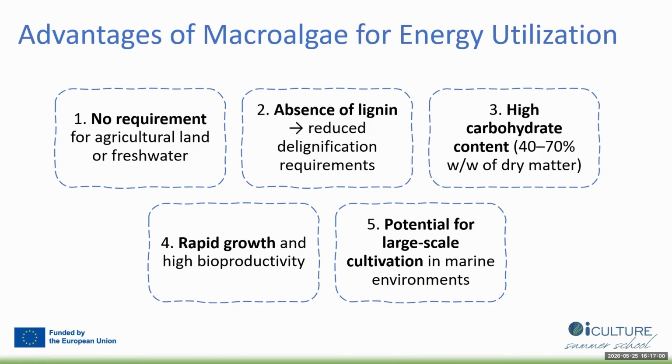Fourth, biological performance. They feature rapid growth rates and exceptional bioproductivity, often growing multiple times faster than land plants. Finally, scalable cultivation. With our oceans covering most of the planet, we have vast potential for large-scale marine farming without any geographical land constraints. However, while the biology gives us a great head start, processing this wet biomass takes a lot of energy.